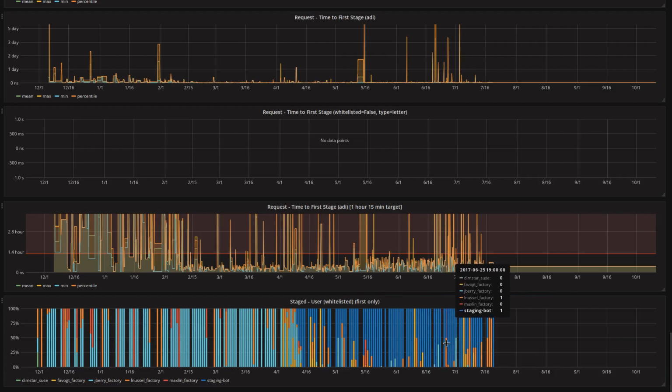Yeah, and again here at the bottom is by staging, by the whitelisted first only. So we can see that basically the staging bot was doing pretty much all the work, and my user was before.